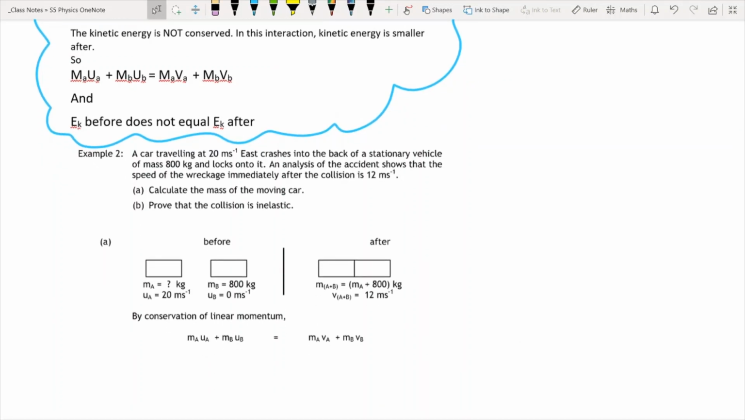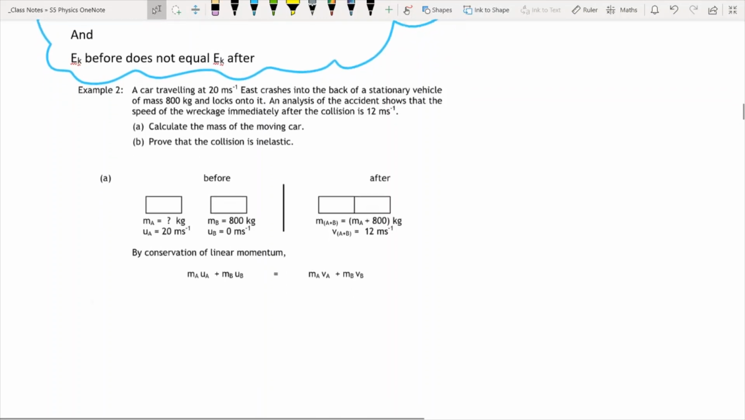A car travelling at 20 meters per second east crashed into the back of a stationary vehicle of mass 800 kilograms and locks onto it, so they move off together. An analysis of the accident shows that the speed of the wreckage immediately after the collision is 12 meters per second. So one started off moving, the other one stationary, it hits it and they both move off together. So first of all, calculate the mass of the moving car.